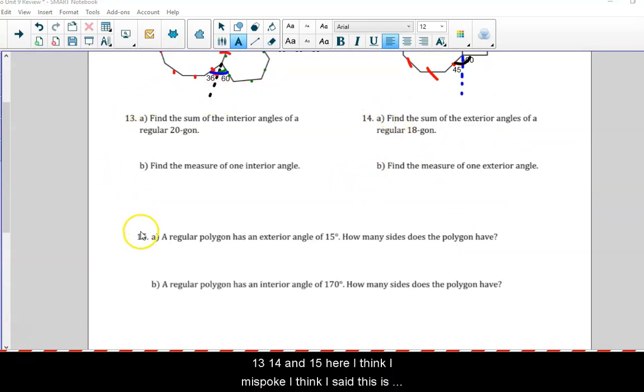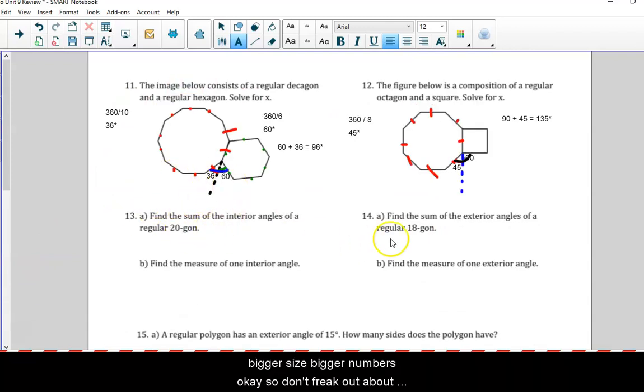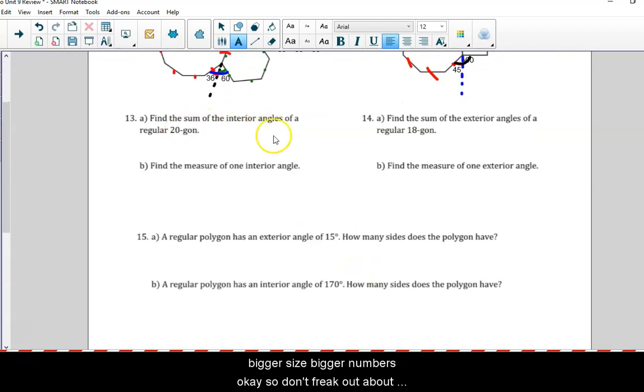13, 14, and 15 here. I think I misspoke. I think this was page 3, it's technically page 2. The 13, 14, and 15 are identical to 1, 2, 3, and 4. Just now they're giving you bigger sides, bigger numbers. So don't freak out about that.